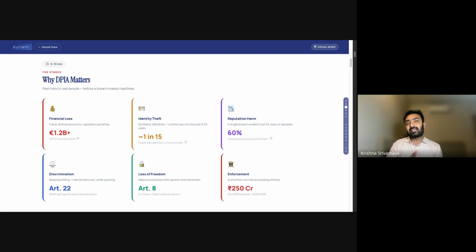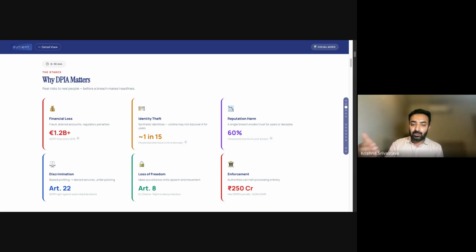Now, some companies come to us and say, Krishna, we are a B2B company, we don't process any personal data, because they think that personal data of customers is the only thing that matters. But that's untrue. Personal data of any individual, any natural living person, typically comes under the purview of most data protection laws across the world.